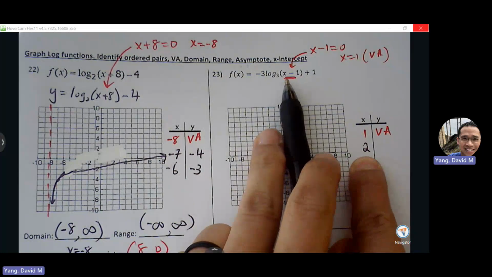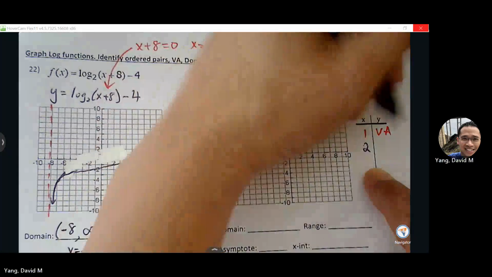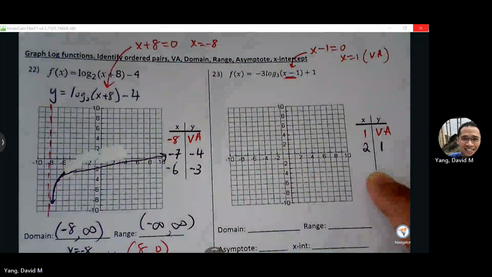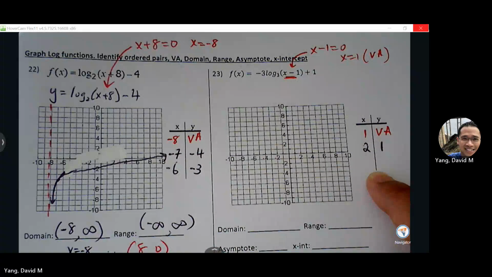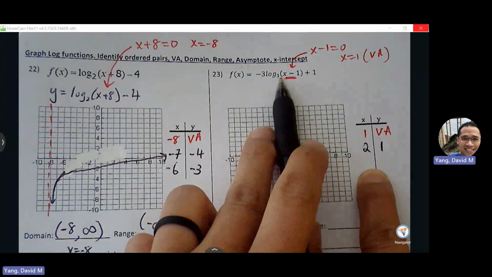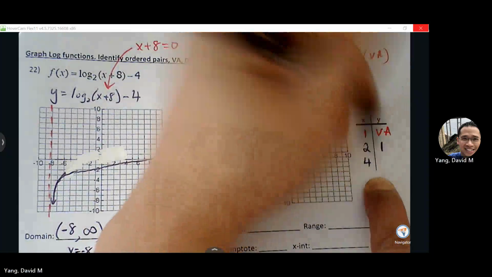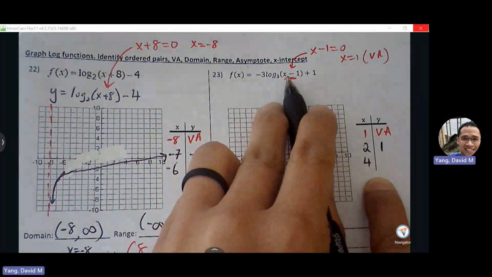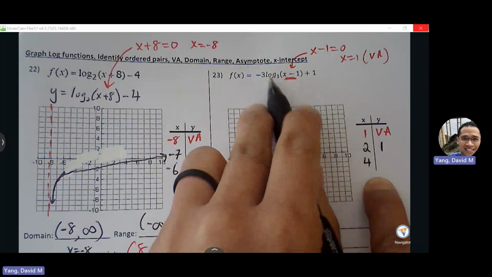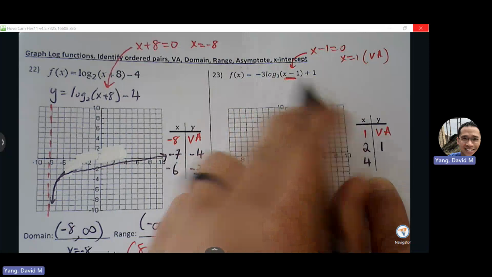Okay, if I insert 2 in for x, 2 minus 1 is 1. Log of 1 is 0. So 0 times -3 is still 0. And then 0 plus 1 is 1. Next up, if I want to target something that will cause these two to match, I can choose 4. 4 minus 1 is 3. Log base 3 of 3 is 1. So this whole thing is 1. 1 times -3 is -3. -3 plus 1 is -2.